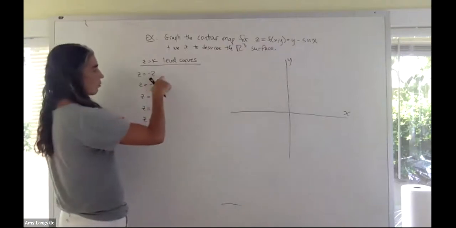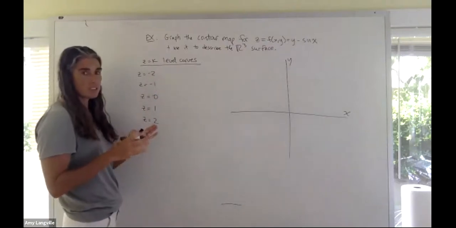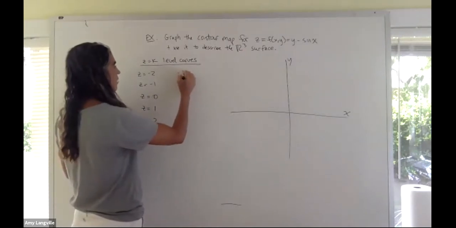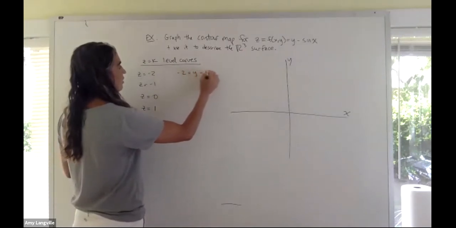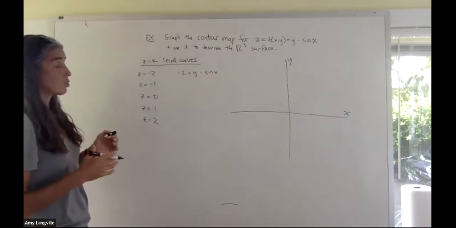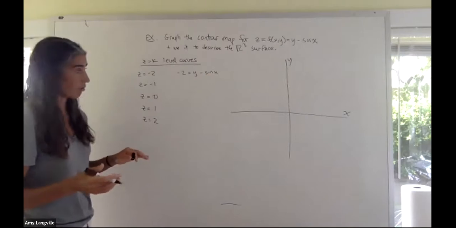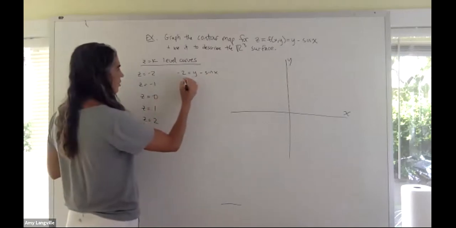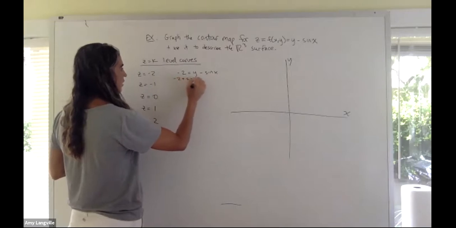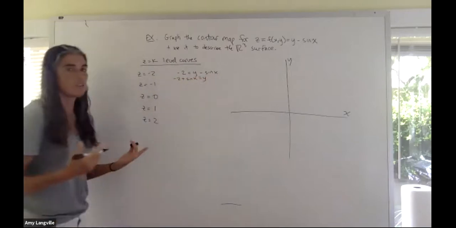So we're going to temporarily fix the variable Z at the constant value of -2. So we'll say -2 is equal to y minus sine x. I don't really know what that looks like, so we manipulate things, move it around, and then maybe it'll look like a familiar function that I can graph. So this says y is -2 plus sine x. Okay, that one I do recognize.